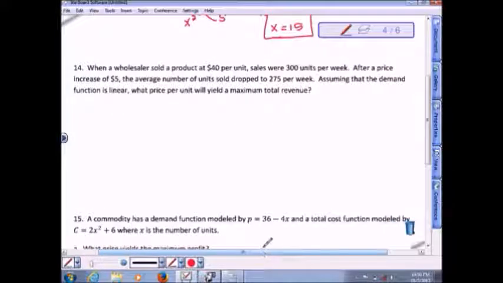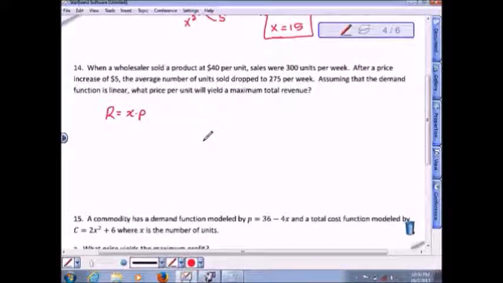Okay, 14 is going to take a lot of work. It's asking what price per unit will yield the maximum revenue. The problem is they didn't give us a price function or a revenue function in here. The revenue is equal to x, the number of units sold, times the price that they were sold for. Now, this price function I'm talking about here is the demand function.